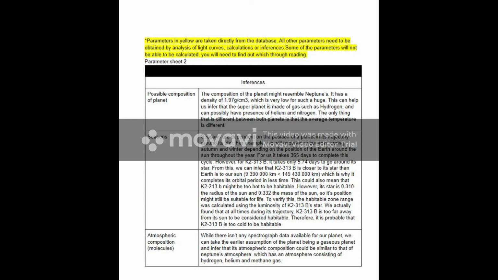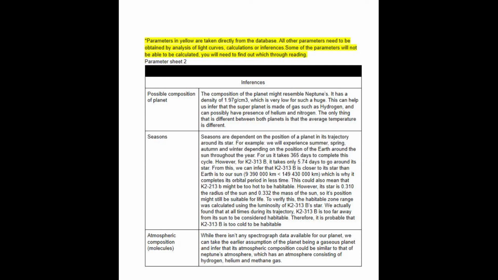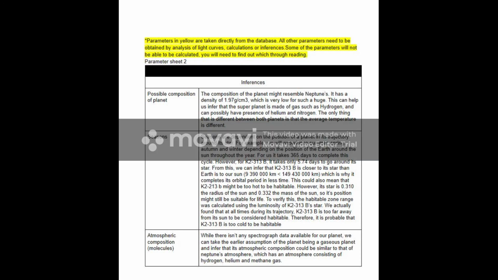While there isn't any spectrograph data available for our planet, we can take the early assumption of the planet being a gaseous planet and infer that its atmospheric composition could be similar to that of Neptune's atmosphere, which has an atmosphere consisting of hydrogen, helium, and methane gas.